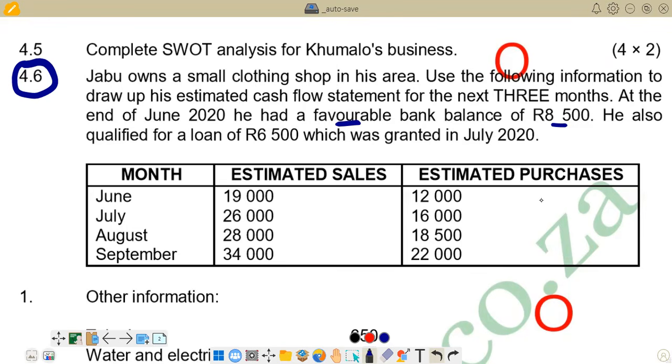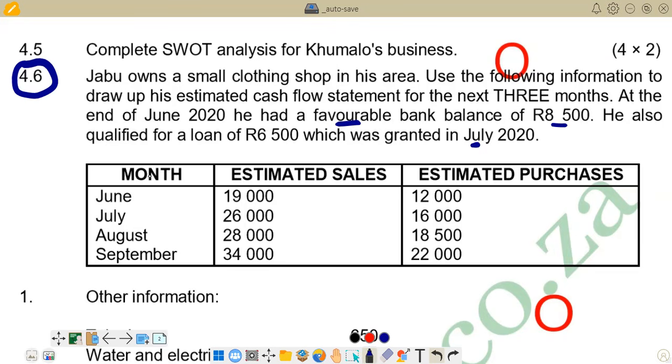The next sentence is saying he also qualified for a loan of 6,500, which was granted in July 2020. So it means in our cash flow statement in July, we are going to receive a loan of 6,500. So under receipts, we're going to put this one, 6,500, for July only. That's when that loan is going to be received, right?